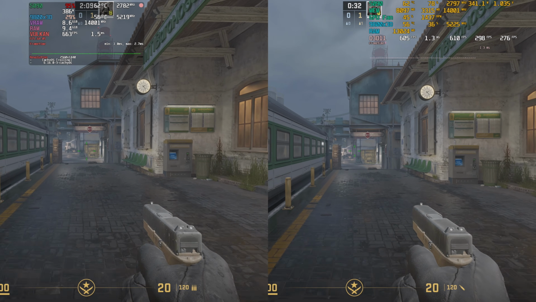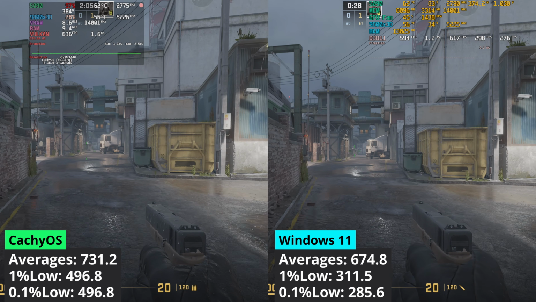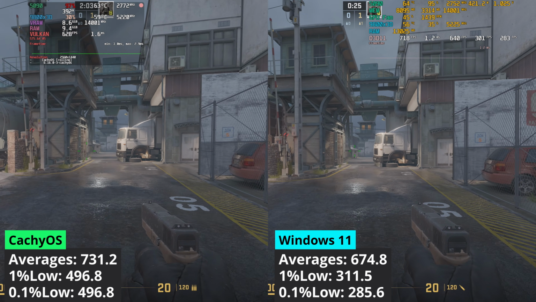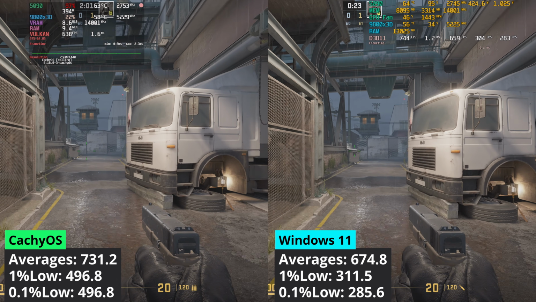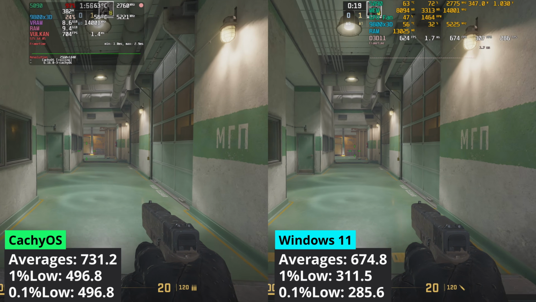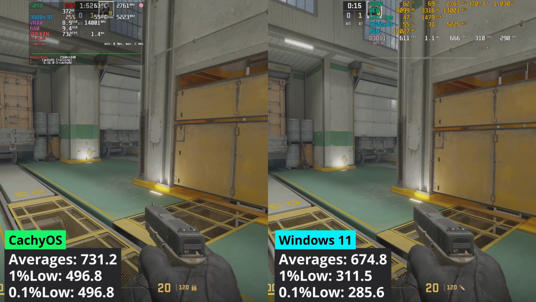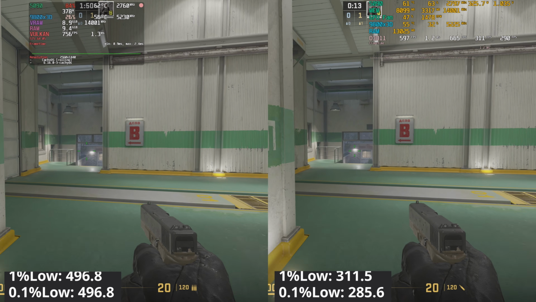I use competitive settings and only at 1440p, as I don't think there are people that play it at 4K. This game runs natively in Linux, there is no need for a translation layer. As we can see on the screen, CachyOS manages to deliver better frames when pitted against Windows. The GPU is not fully utilized, so this may be another reason.